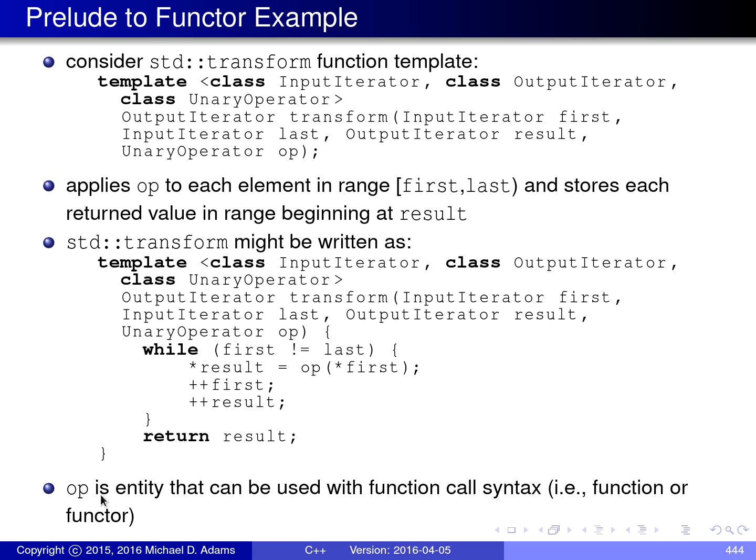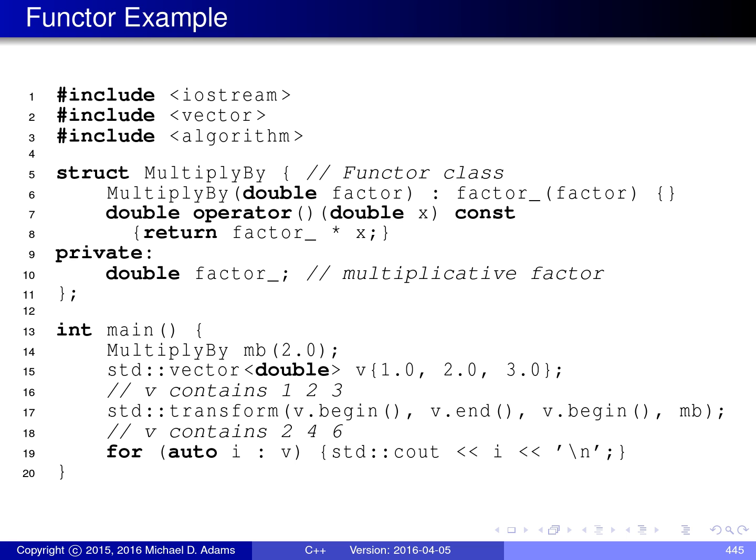So op is just any entity that can be used with the function call syntax. In other words, it can be either a function or a functor. But as it turns out, functors tend to be much more useful in conjunction with generic algorithms. On this slide, I have a code example that makes use of a functor in conjunction with one of the standard library algorithms, in particular the transform algorithm.